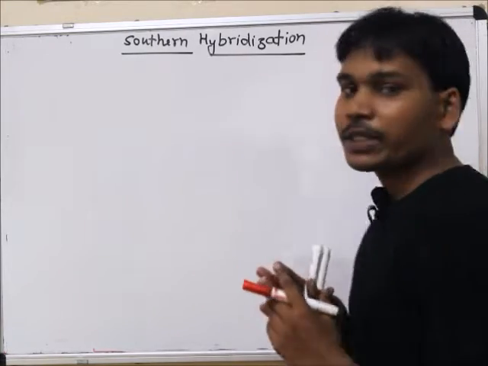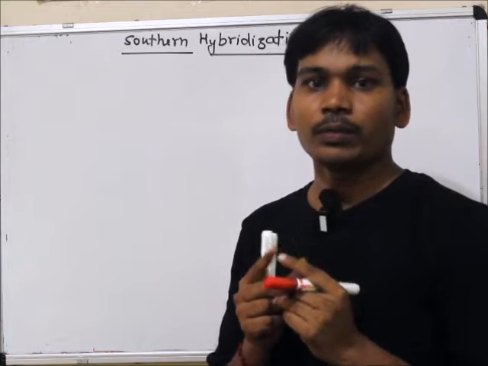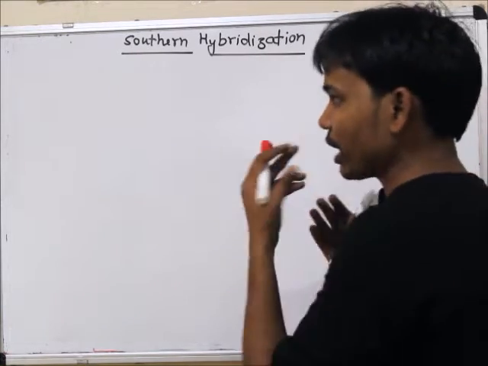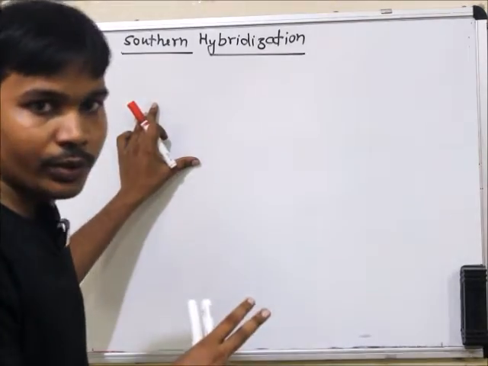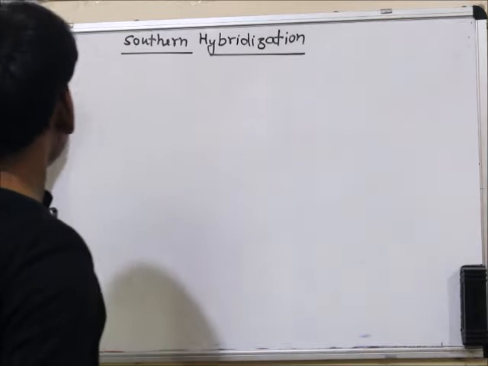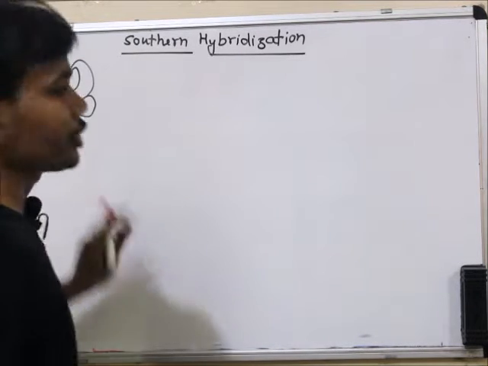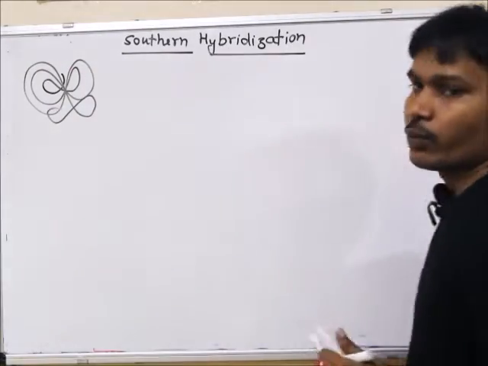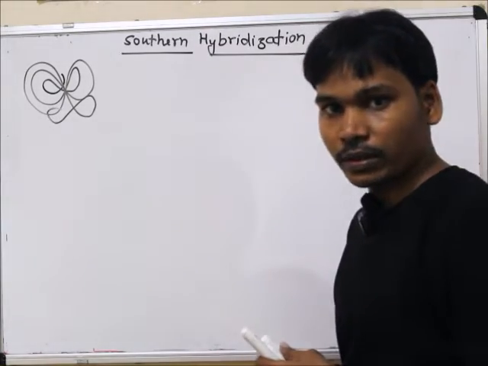Southern blotting is a specific technique to identify specific sequences within the plasmid or within the genomic DNA. Suppose that there is a DNA sequence, plasmid DNA, and we want to know the specific sequences within this DNA. Then how can we identify them?